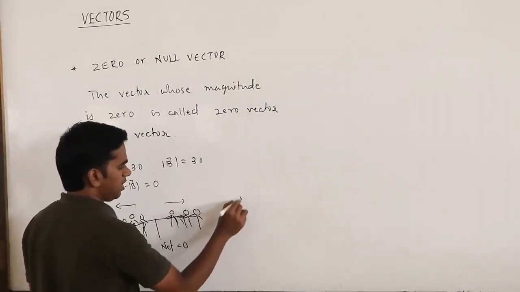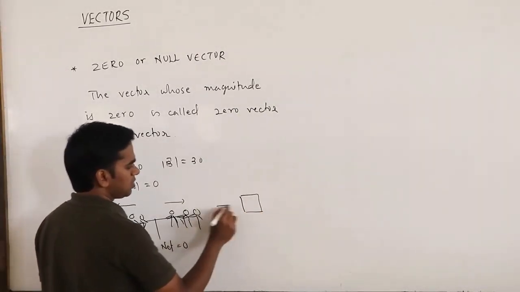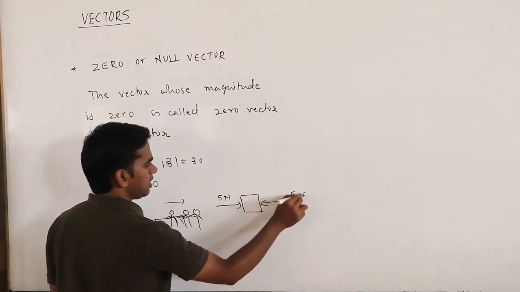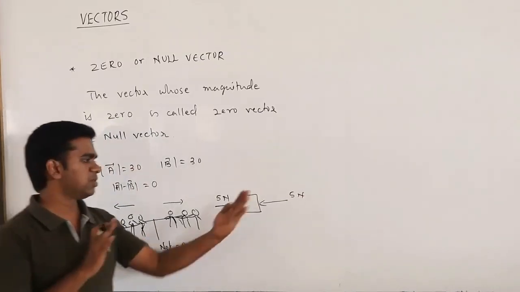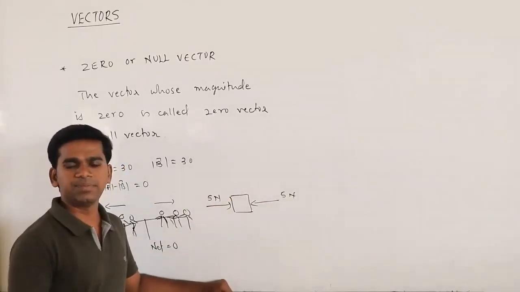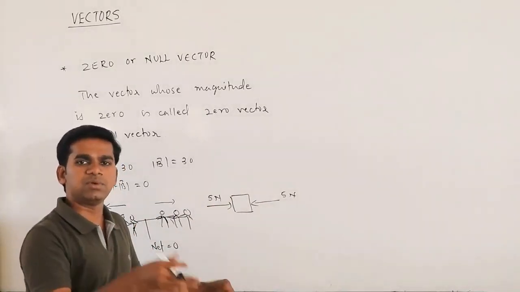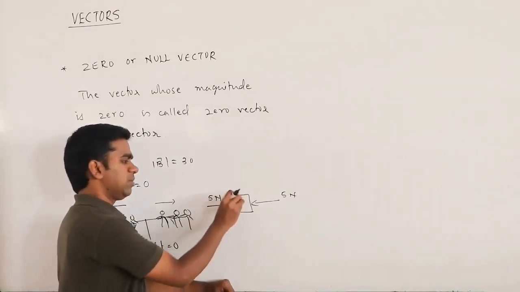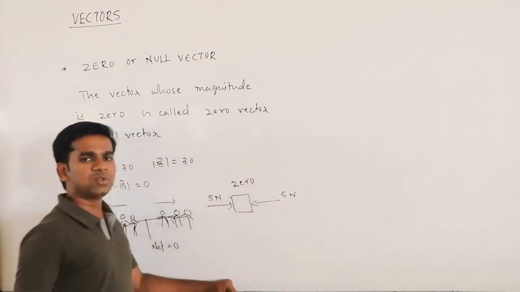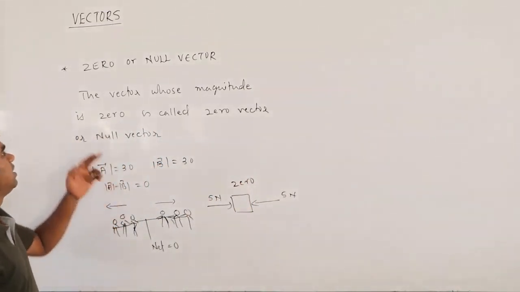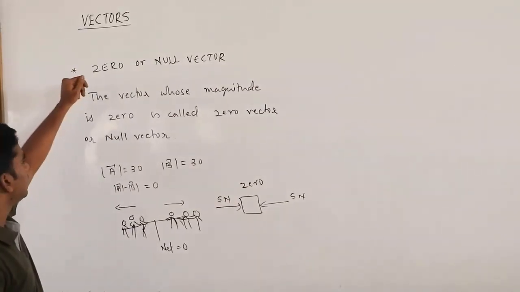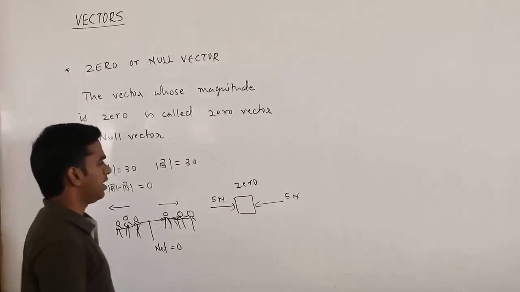Or suppose you take a body. Some 5 Newton force is acting from this side and another 5 Newton is acting from the other side. When force is acting from both sides, the body will not move anywhere. But two vectors are acting on it, so a resultant vector should be there, yet its resultant is 0. Those kinds of vectors we call the zero vector or null vector.